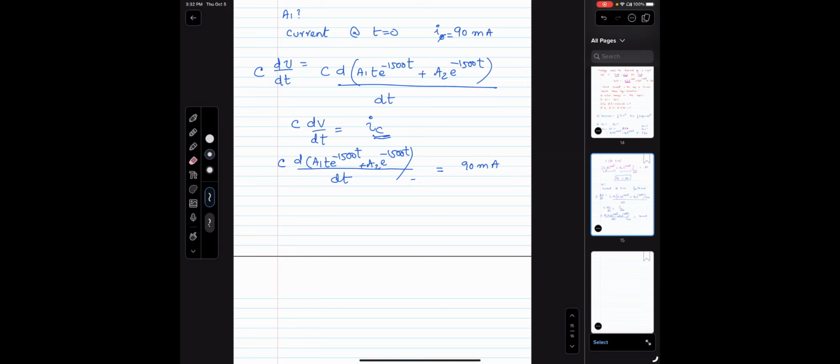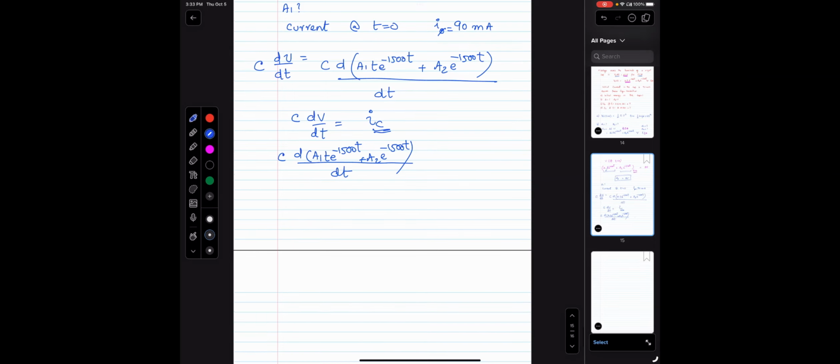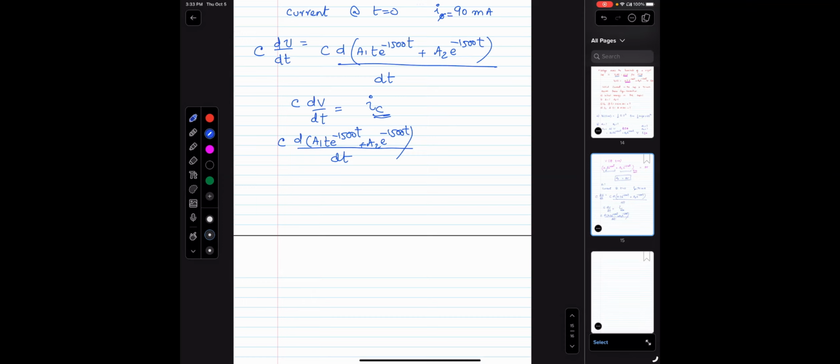I'm going to plug in t equals 0 later on. If I do the derivative, what I should see is dV by dt is A1 e to the negative 1500 t, plus A1 t times negative 1500 times e to the negative 1500 t, plus A2 times negative 1500 times e to the negative 1500 t.